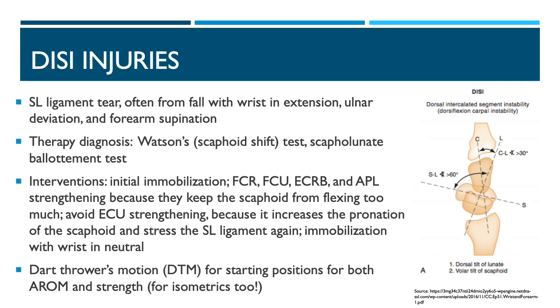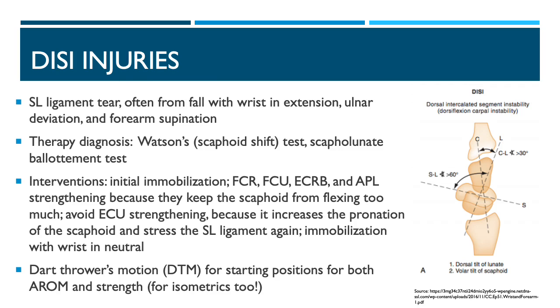There's a few muscles that are really helpful because they can keep the scaphoid from flexing too much. That's the FCU, the ECRB, and the APL. So going back to our dart thrower's motion, we're extending our wrist to the radial side and flexing our wrist to the ulnar side. So that's the FCU, the ECRB, and the APL. The FCR is a little bit questionable because depending on the position of the wrist, sometimes it pulls the scaphoid actually into more flexion. So be careful with it. It's not an absolute no, but a caution.